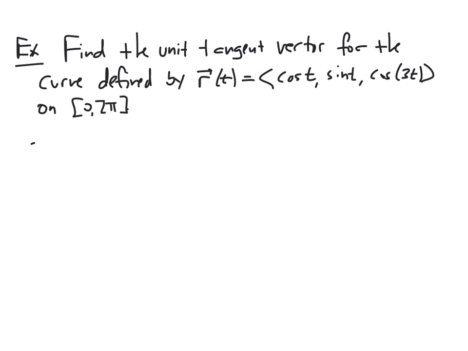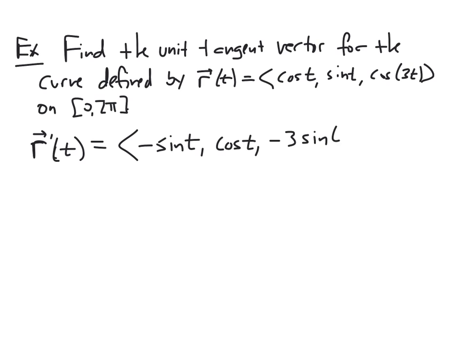To do that, we start by looking at r prime of t. r prime of t is going to be the derivative of cosine, which is negative sine, the derivative of sine, which is cosine, and the derivative of cosine of 3t, which by the chain rule will be negative 3 sine of 3t. So that's our derivative r prime of t. We then need to compute its magnitude.